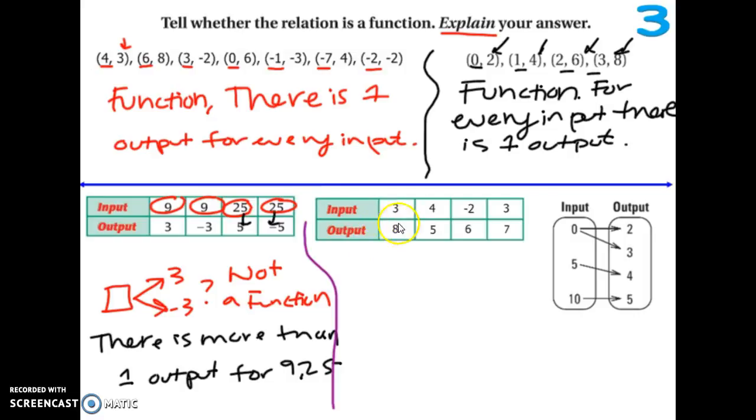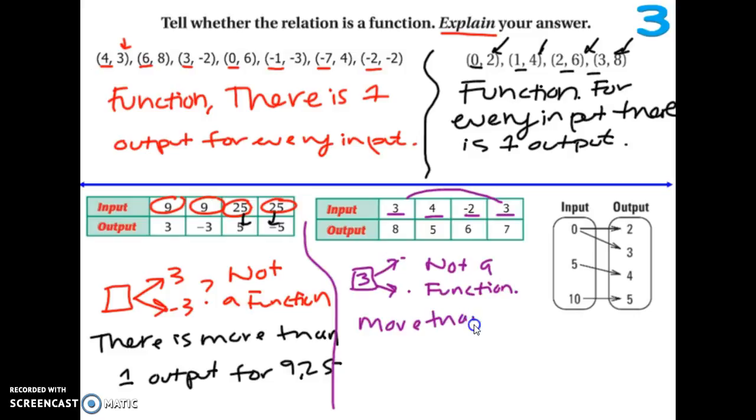Looking at the next one, is this a function? We plugged in a 3, a 4, a -2, and a 3. Well, we have 3 there twice. If I push that button 3 on the pop machine, I shouldn't get out one thing here and something different over here. So this is also not a function, because there's more than one output for the number 3.